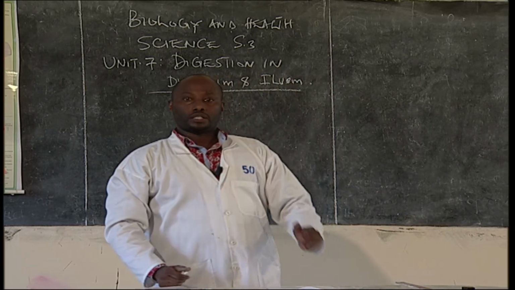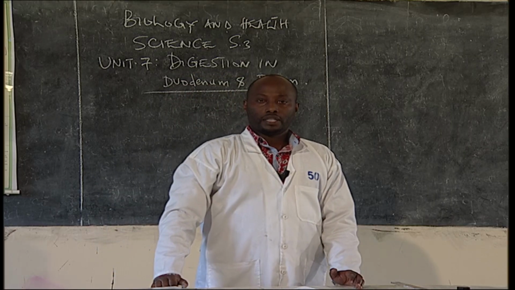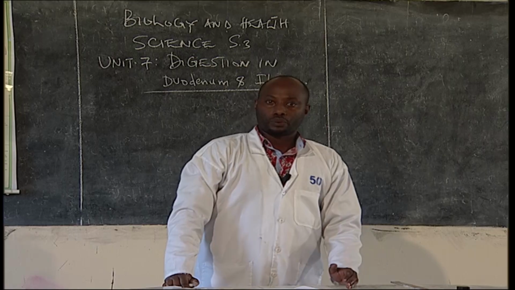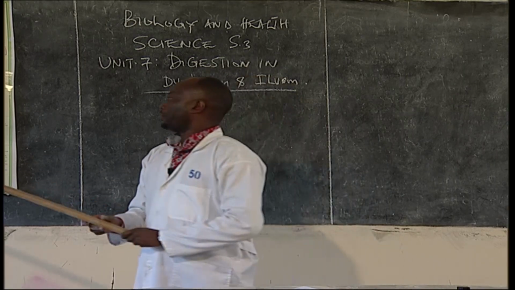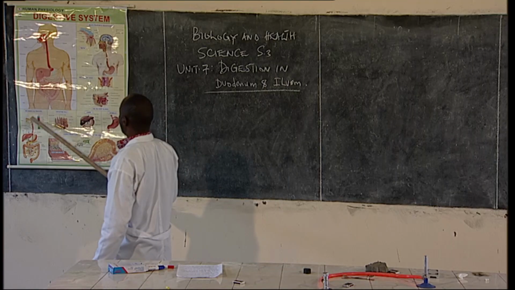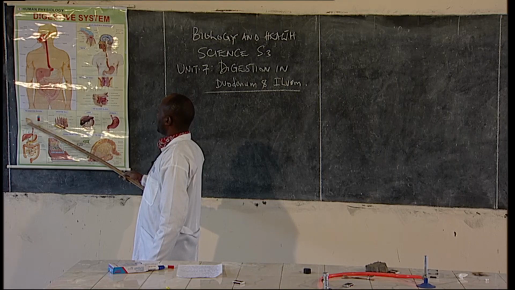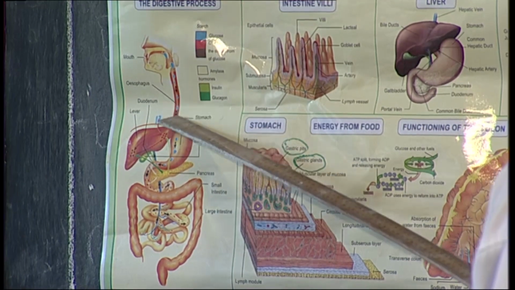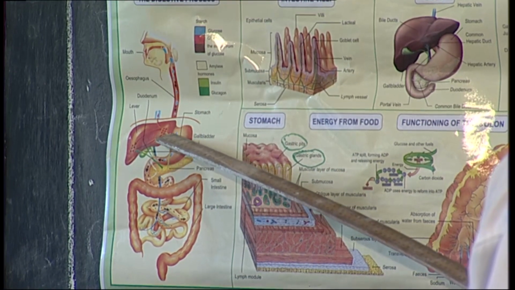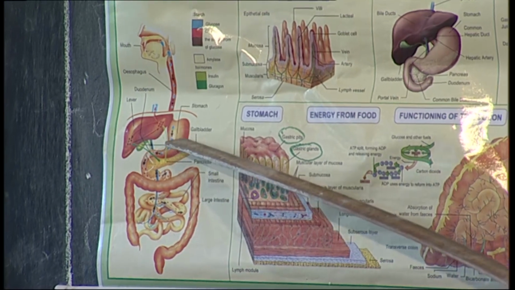As you know, last time we discussed digestion in the stomach. I think we can make a small review of what we discussed. We said the food is chewed in the mouth, and after being chewed, it is broken down into smaller pieces. And now you swallow, the food passes through the esophagus, then goes into the stomach, where the food is churned and mixed with the gastric juice.